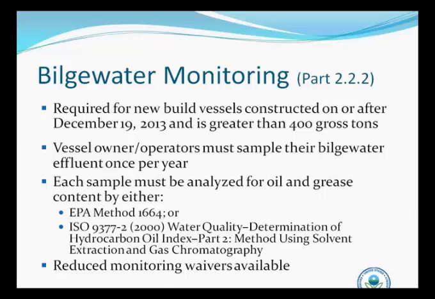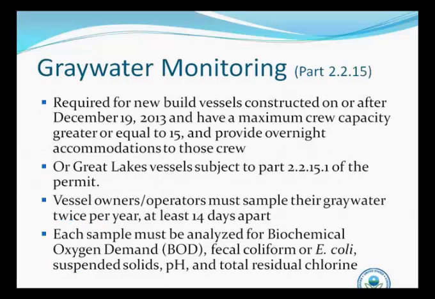So the next area, gray water monitoring, this is in section 2.2.15. And again, this is a new requirement for basically not the cruise ship fleet, but for new build vessels, again, constructed after December 19th of 2013, that have a maximum crew capacity greater than or equal to 15 and provide overnight accommodations to the crew. And it also applies to Great Lakes vessels subject to Part 2.2.15.1 of the VGP.